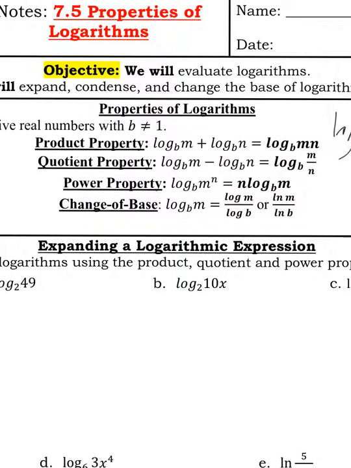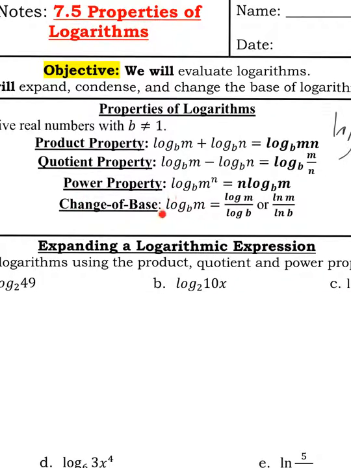All right, the next property is the power property, and that's if this outside term m has an exponent of its own, you would send that exponent to the front of the log, and it would turn into n log b of m, okay?